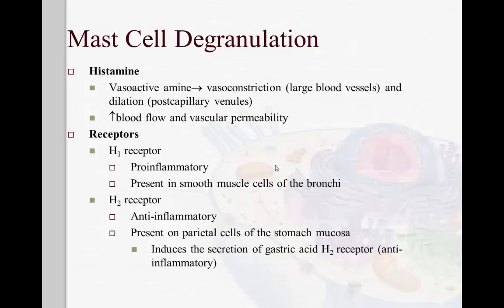H2 receptor is present in parietal cells of the stomach, and basically what it induces is the secretion of gastric acid. So when we have heartburn, gastritis, peptic ulcer disease, the medications that we give are to prevent the activation of H2 receptors and inhibit gastric acid secretion. And this is an anti-inflammatory.